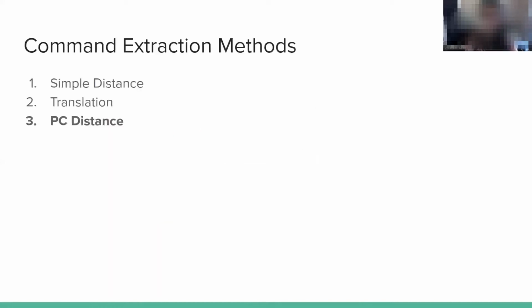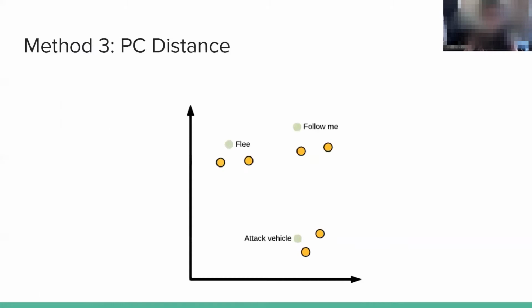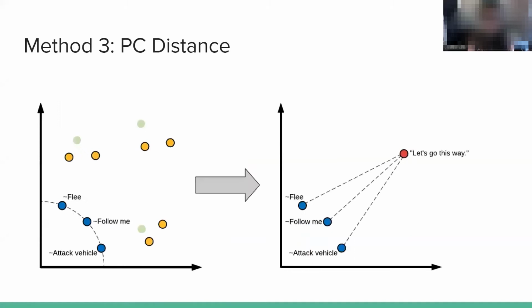Our third method is called PC distance. For this one, we took the same examples from the translation method and put them in a matrix together, 1 matrix per command. We then found the first principal component and corresponding eigenvector for each matrix. These blue dots are eigenvectors, and we hope that they act as sort of a summary of the example data we've provided. We then take the embedded user utterance and compare it directly to the eigenvectors to figure out which command should be executed.